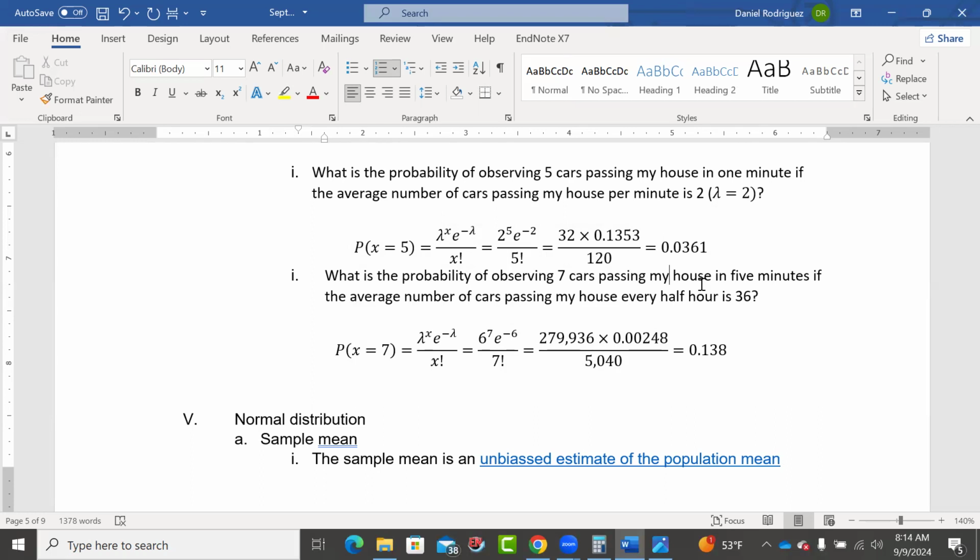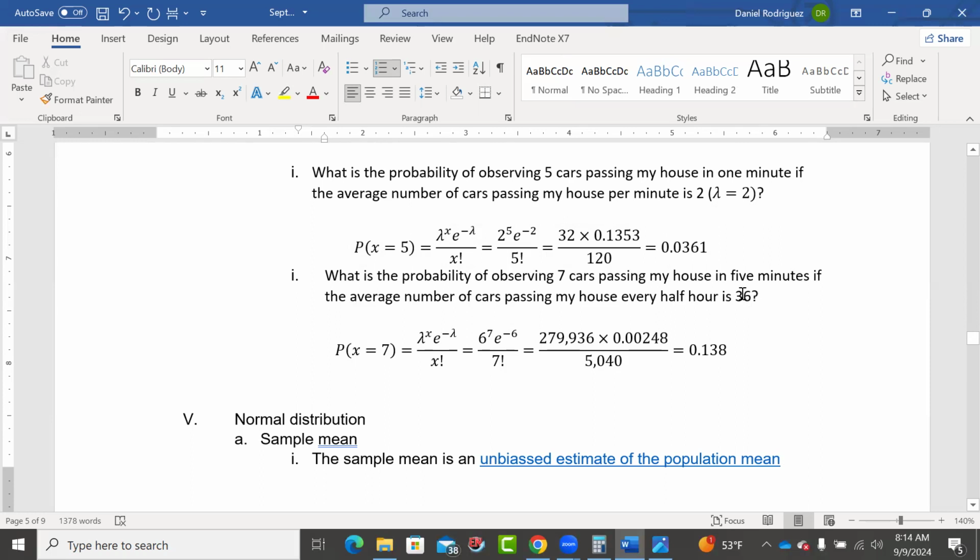Okay, so how many 5-minute periods are there in half an hour? There'd be 6, right? Because 6 times 5 is 30. So I need to divide this by 6, and I'd get 6 per 5-minute period. You see what I did there?